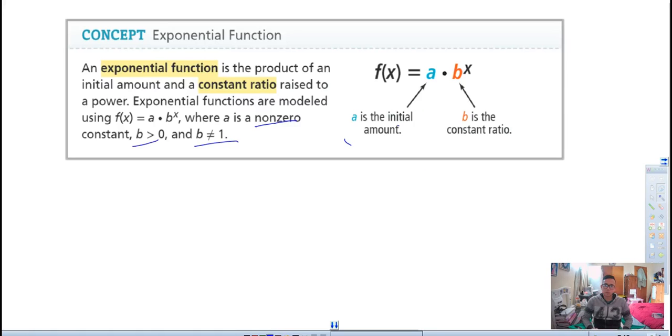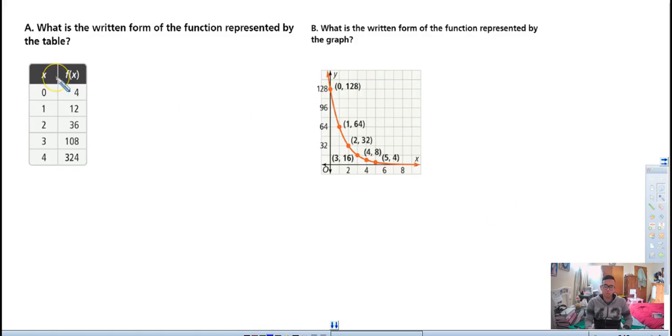All right, let's take a look at these two examples here. We are going to write an exponential function based on a graph and based on a table. Remember, f of x is equal to a times b raised to x, or ab raised to x. This is the initial. When we say initial, it is when x is equal to 0. So what is the initial amount here? The initial amount is 4.